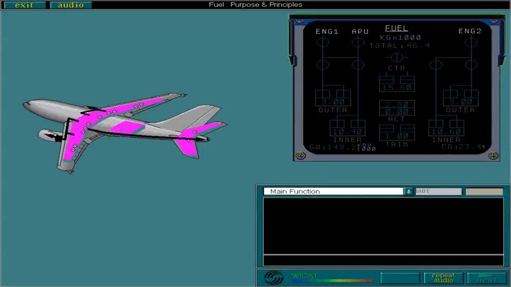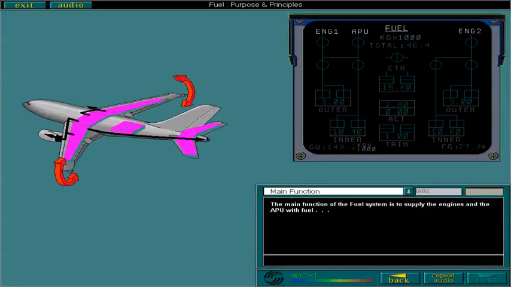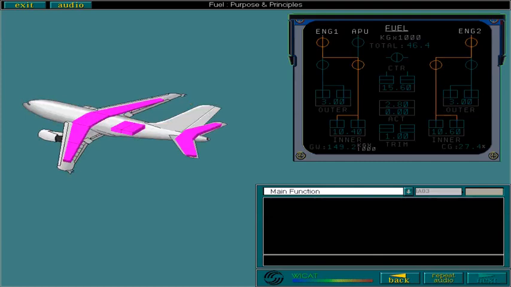The main function of the fuel system is to supply the engines and the APU with fuel, while at the same time balancing the aircraft. Balance is established during refuelling and maintained while fuel transfer takes place. Engine 1 is normally fed from the left-hand side and Engine 2 from the right side.